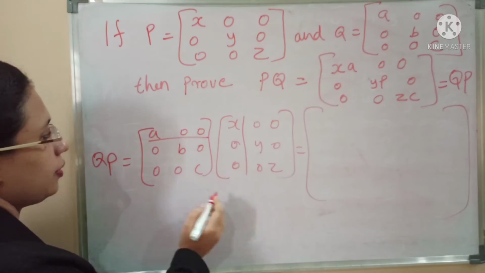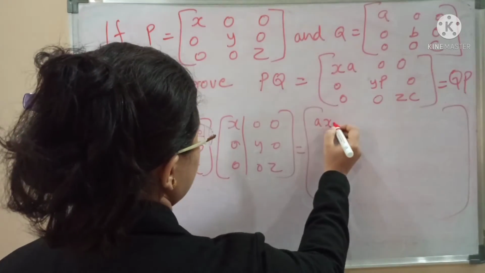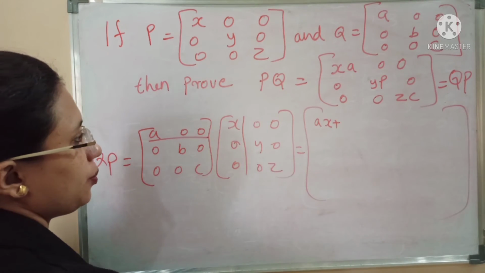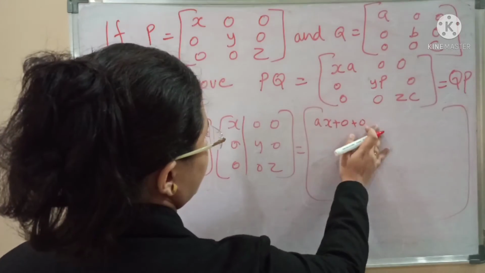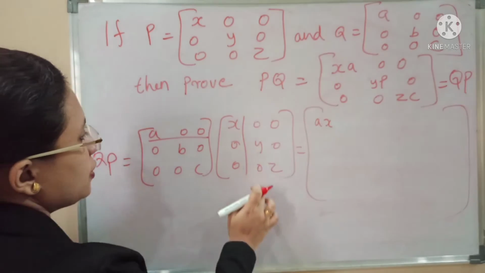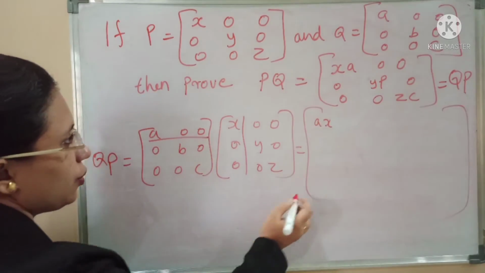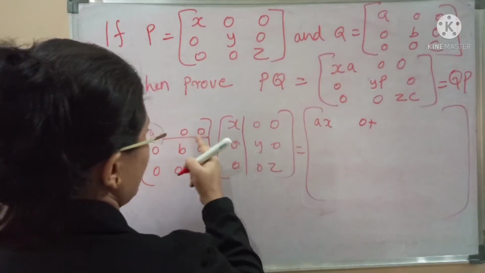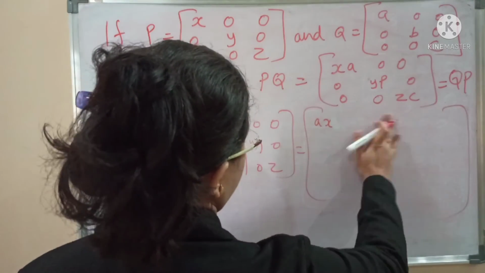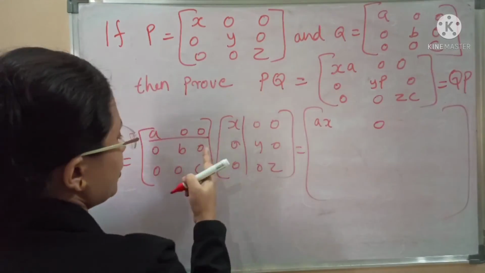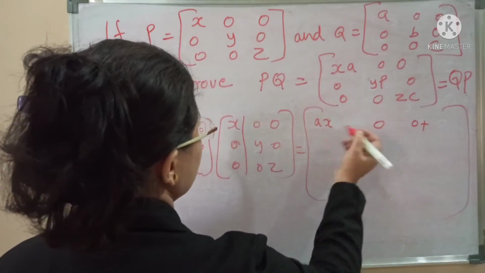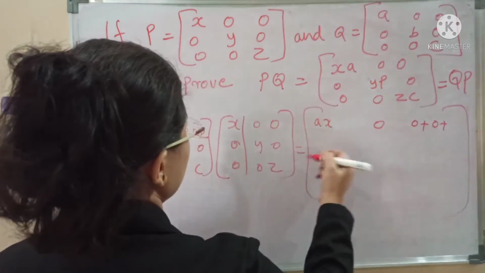First row, first column, a into x, ax, plus 0 into 0, 0 into 0. So ax only. Now first row, second column: a into 0 plus 0 into y plus 0 into 0. First row, third column: a into 0 plus 0 into 0 plus 0 into z.